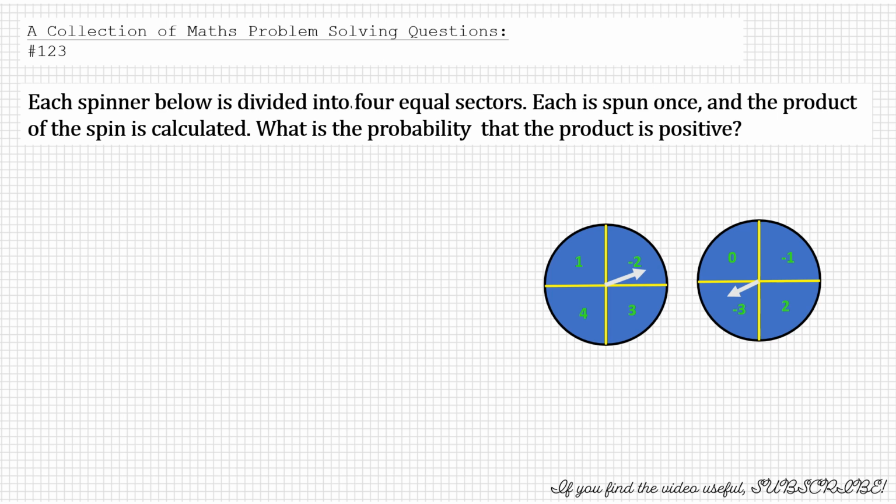Each spinner below is divided into 4 equal sectors. Each is spun once and the product of the spin is calculated. What is the probability that the product is positive?